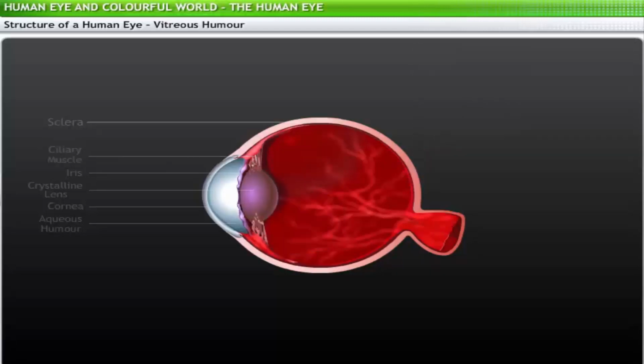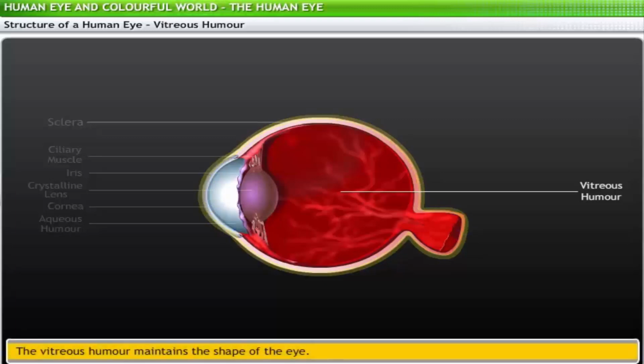The space between the lens and the retina in the eye is filled with a clear, dense, jelly-like fluid called vitreous humor. The vitreous humor helps focus the image clearly on the retina and maintains the shape of the eye.